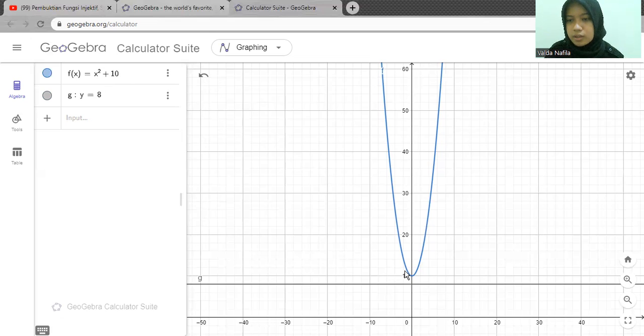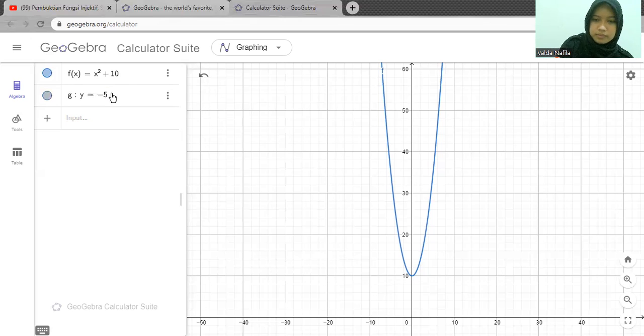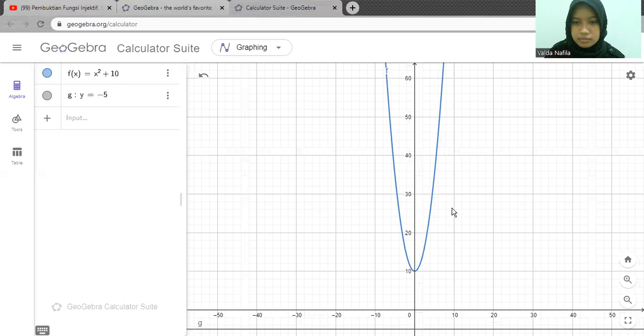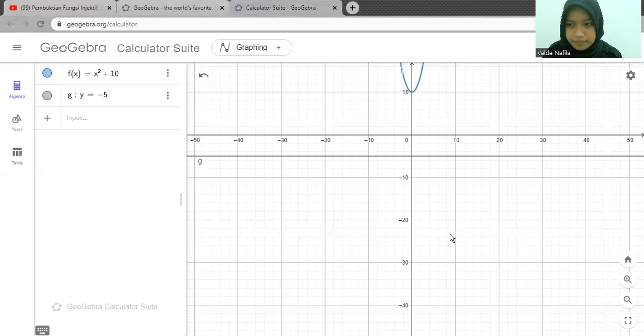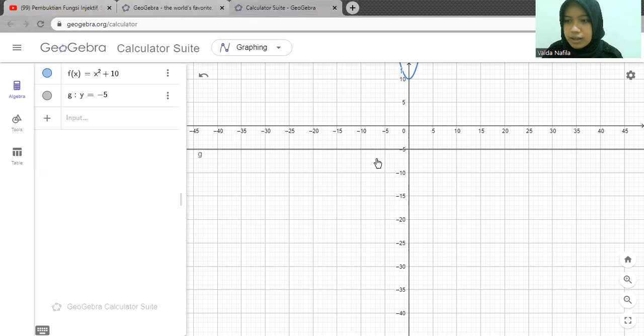Or we can prove it with other numbers, for example, -5. Here it still does not cut the graph. So it has been proven that the function x squared plus 10 is not a surjective function. Because it does not intersect the graph, the function x squared plus 10 doesn't meet the requirements of an injective and surjective function. So this function is not a bijective function because it does not satisfy both.